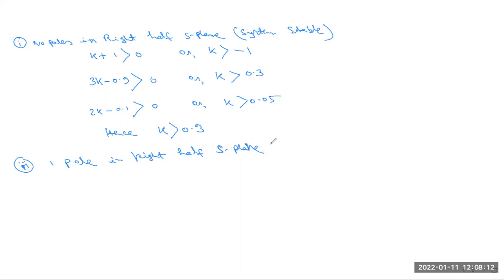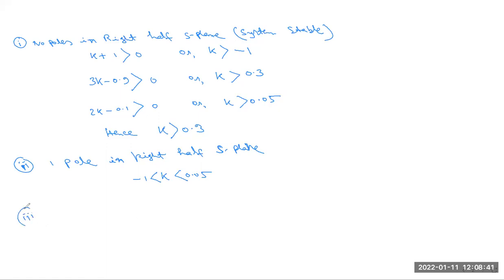That means there is one change in sign in the first column, because here you can see this is -1, then plus 0.3, so one sign change. That means one pole is present in the right half plane. So the range is -1, that is, k less than 0.05.